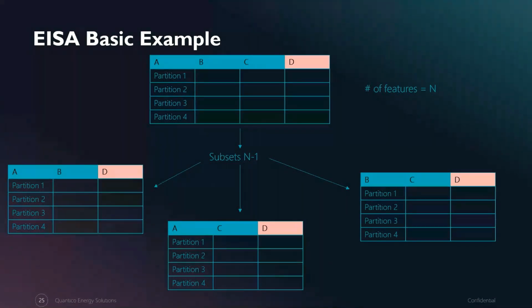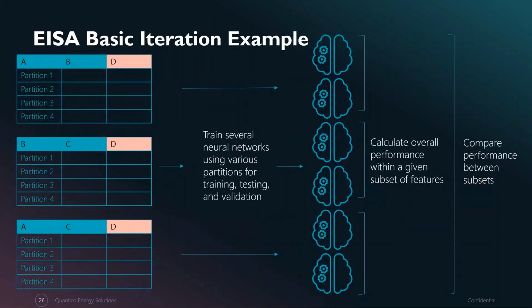So now we will subset this partitioned data where we drop one feature each time. We've got one that's AB, one that's AC, and one that's BC. You'll notice that each of them has dropped one feature. Then for each of these feature subsets, we'll train several networks using the different partitions. This gives us a better understanding of the overall performance for that feature subset because the models aren't looking at the entirety of the data every time.